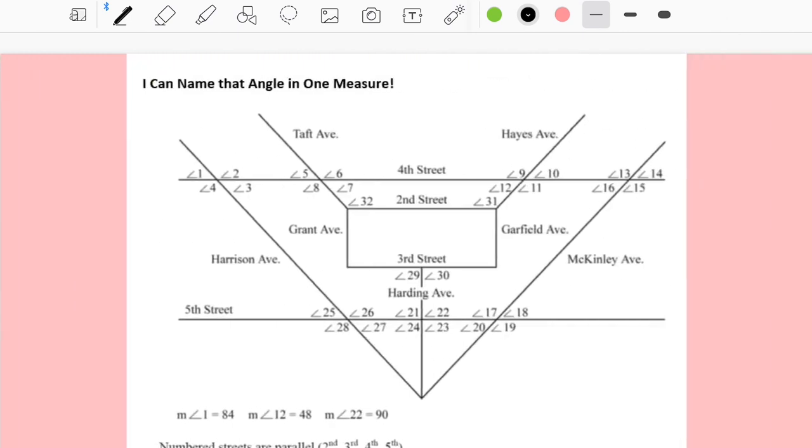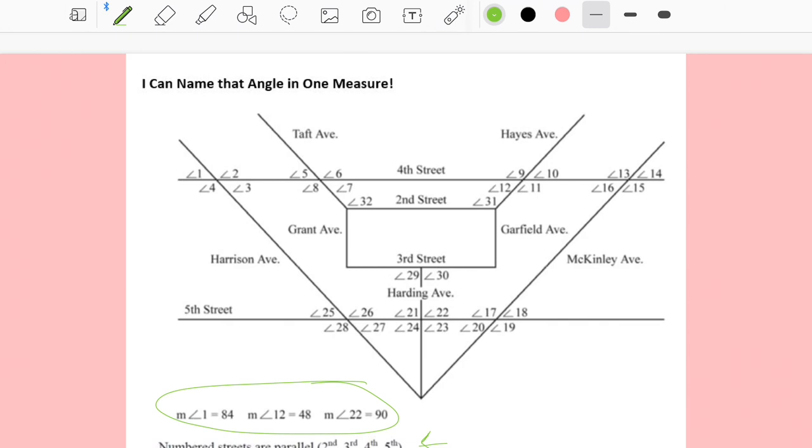All right, guys, that is the end of our lesson, but I do want to explain to you guys what you will be doing for the rest of class. You guys are going to be working on this in groups. Notice there's multiple parallel lines with multiple angle relationships. You are given this information down here that angle 1 is 84 degrees, angle 12 is 48 degrees, and angle 22 is 90 degrees. You know that your numbered streets are parallel, so you're going to be using your parallel angle relationships.